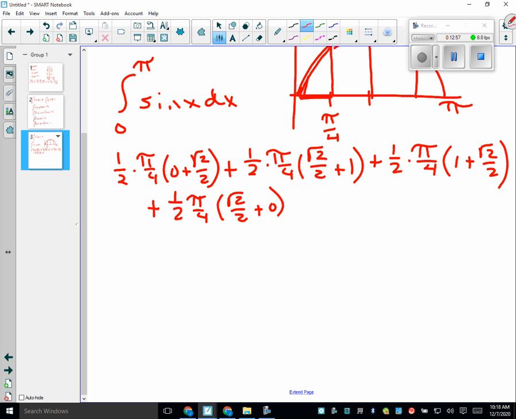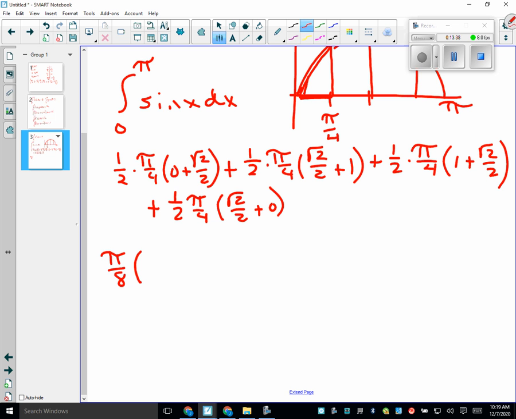Now, we've got to simplify that, clean it up. Do I have pi over 8 times what? So is radical 2 over 2 always positive? Yes, for sine it is because it's always above the x-axis. Now, is this radical 2 over 2 plus radical 2 over 2? Is that just radical 2?